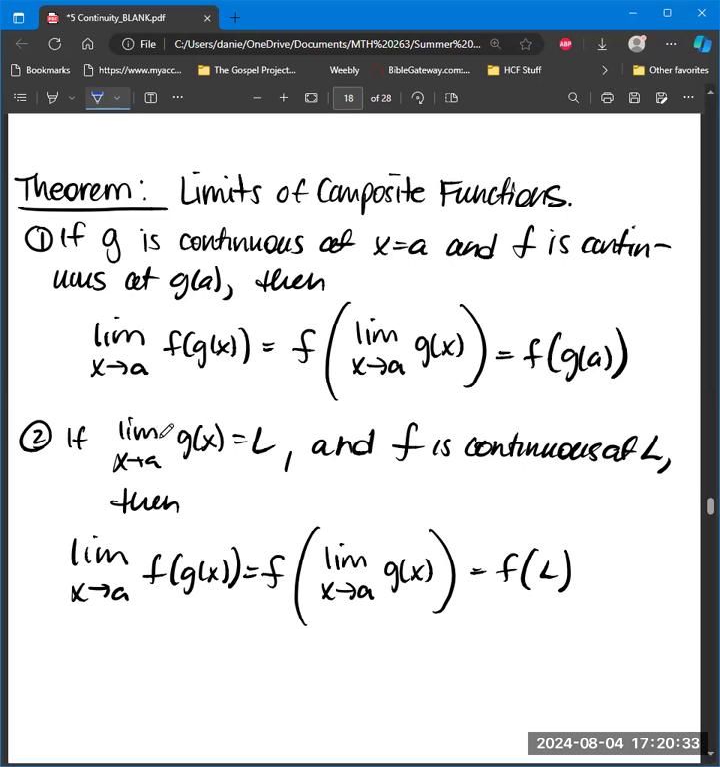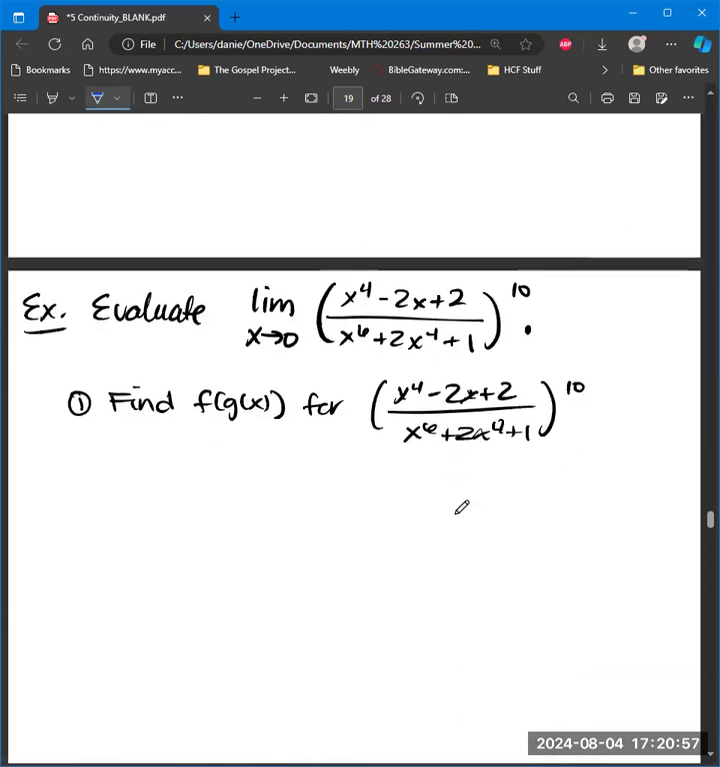If the limit of g of x as x approaches a equals L, and f is continuous at L, then the limit as x approaches a of f of g of x equals f of the limit of g of x as x approaches a, which is replaced with L, so f of L. Basically the same rule, but just written two different ways.